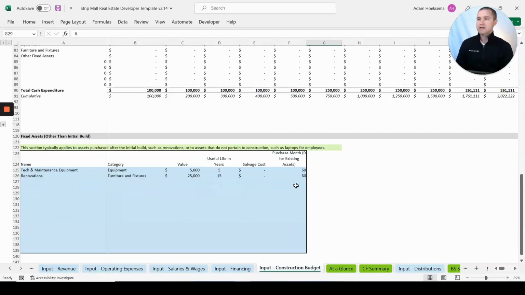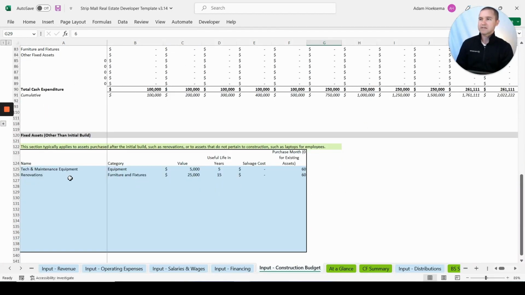Okay, and then there is a section down here to be able to add in fixed assets in the future, because this is a 10-year model. And so you might say, we have a plan that every 60 months we are going to do some renovations or add some new fixtures to the property, update the property, right? And so we added in a $25,000 budget and $160 for some renovations.